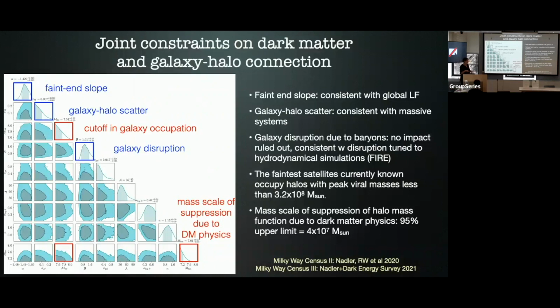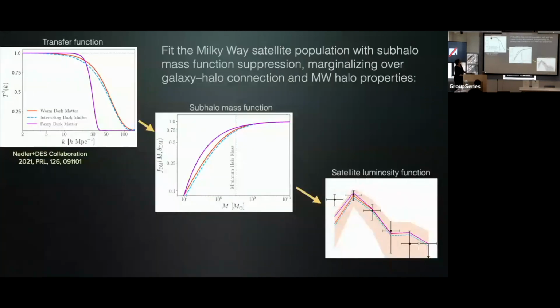But the main thing that's new here is that we can constrain the mass scale of possible suppression due to dark matter physics. And we basically have an upper limit on that, which is a few times 10 to the 7. I want to say a little bit more about that in, hopefully, more understandable terms. Again, we're fitting the Milky Way satellite population with a model that has some suppression to the subhalo mass function, and then marginalizing over the galaxy halo connection and the properties of the Milky Way halo itself.